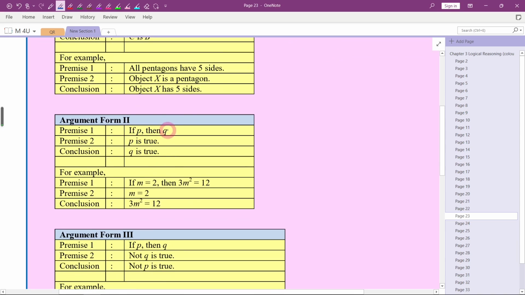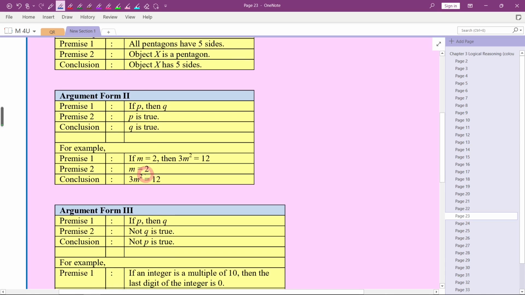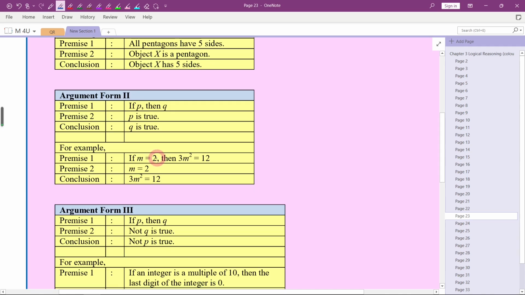If P then Q. P is true, so the conclusion will be Q is true. For example, if M is equal to 2, then 3M squared is equal to 12. M squared will give you 4. 3 times 4 will give you 12, correct? Right. So the premise 2 tells that M is equal to 2. So the conclusion will be 3M squared is equal to 12.